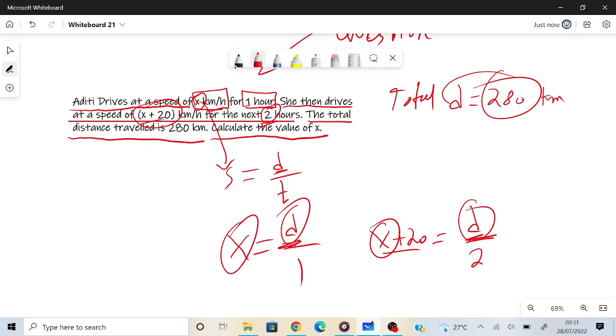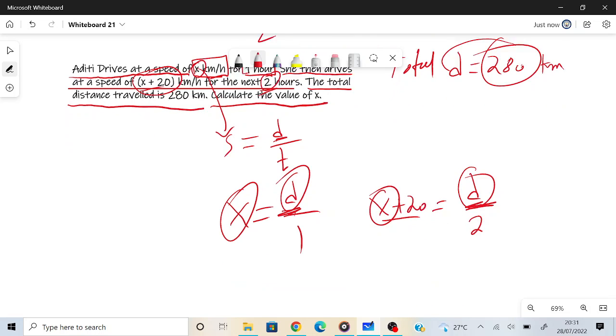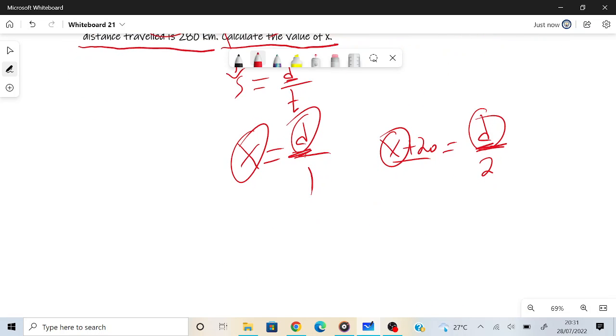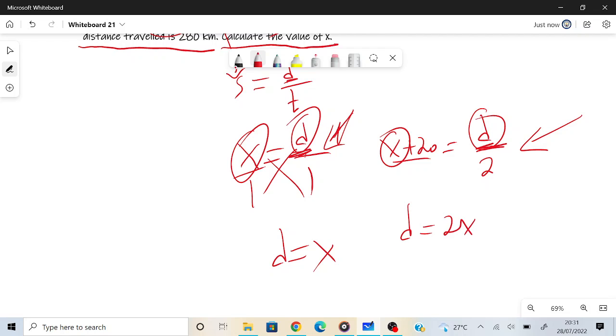Now the question is, how do I add up these equations? The most logical thing to do is make d the subject of the formula in both of these equations. In this first equation, d is x. If I make d the subject of the formula in the second, I know this would be d equals 2x plus 40, because 2 times x is 2x and 2 times 20 is 40.